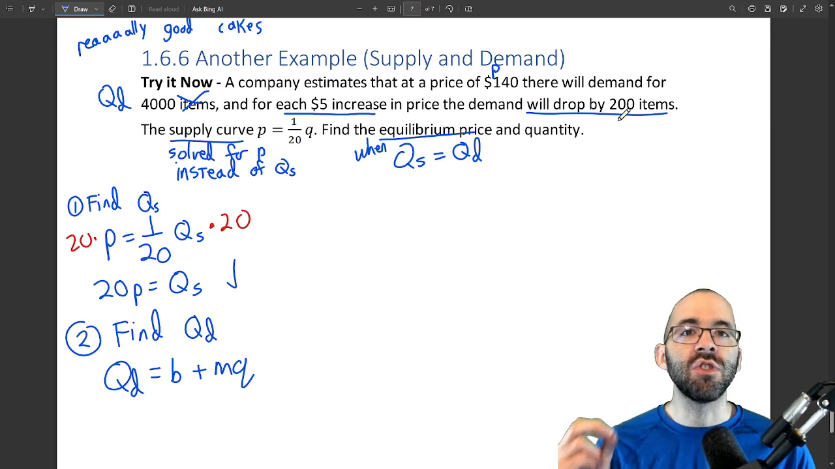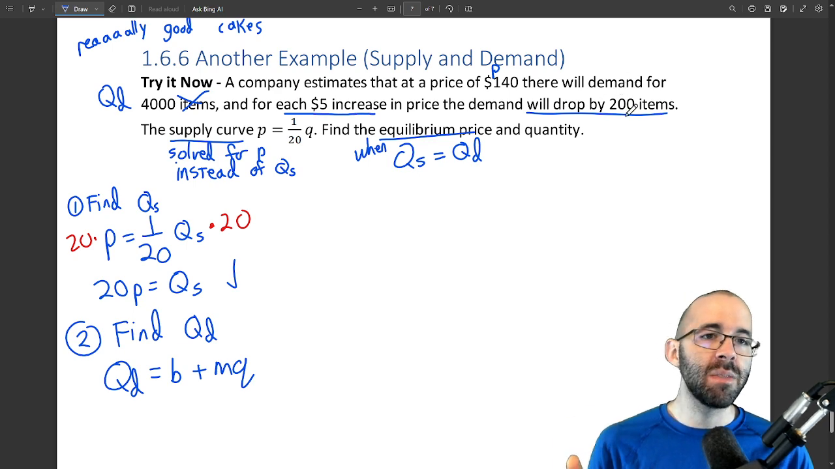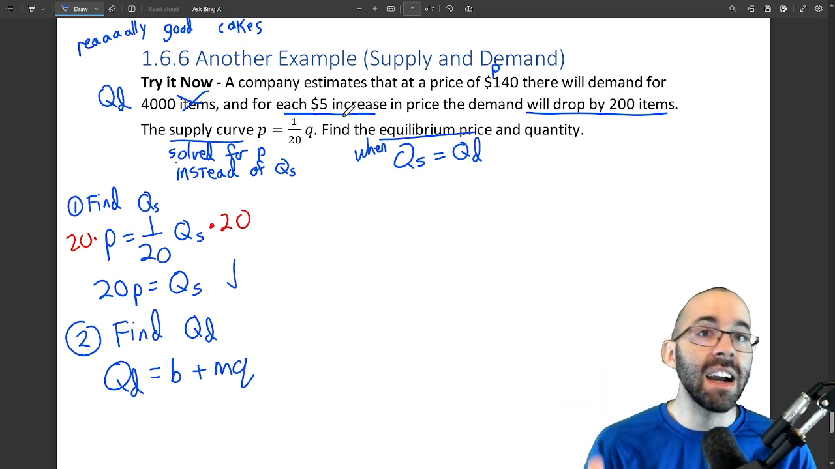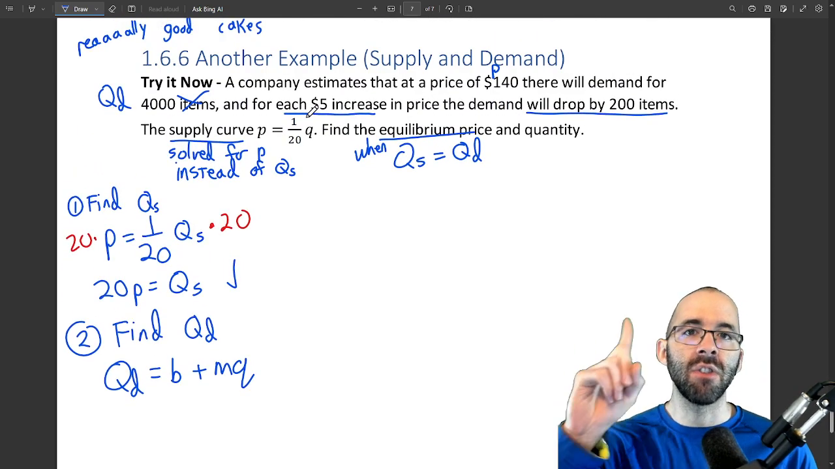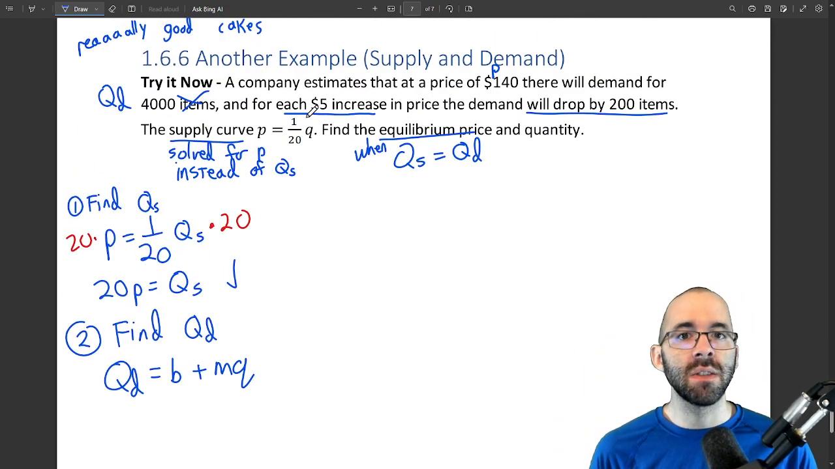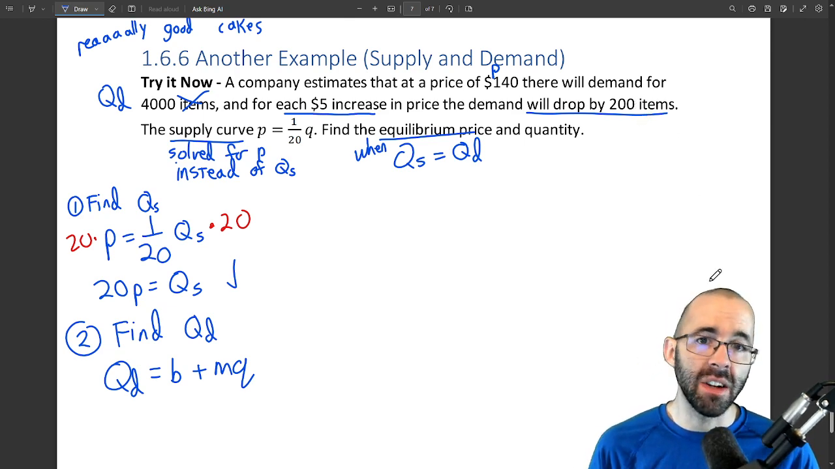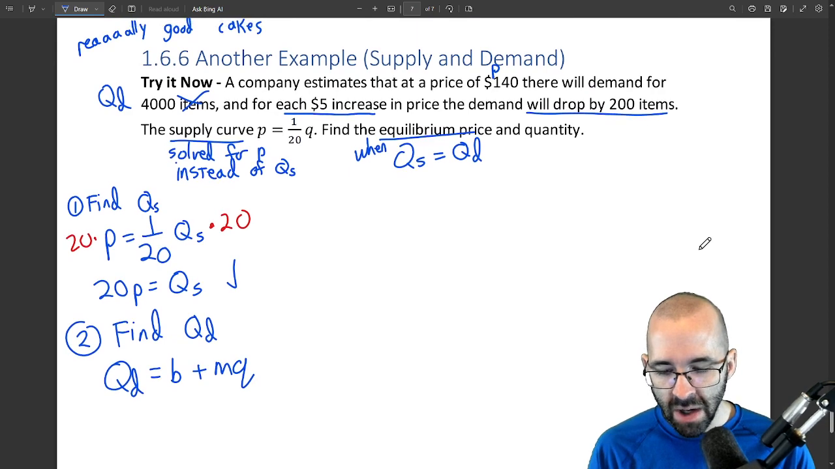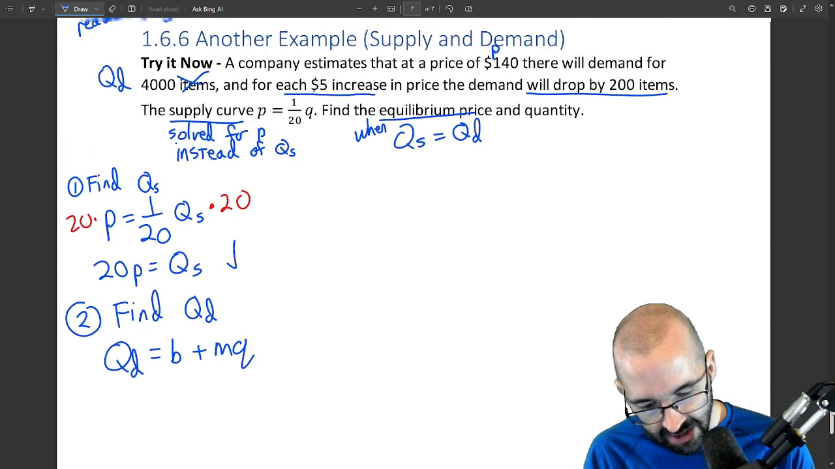The slope is not negative 200. Why is that? It decreases by 200 for every $5. The slope is how much does it decrease for every $1. Slope is always for one input. So the slope is actually negative 40. I think the most straightforward way is coming up with another point.